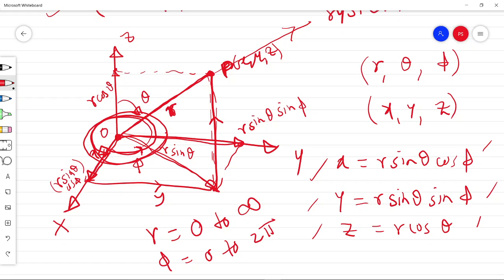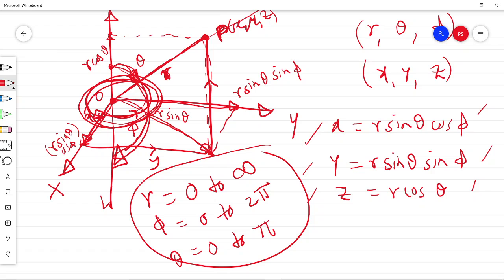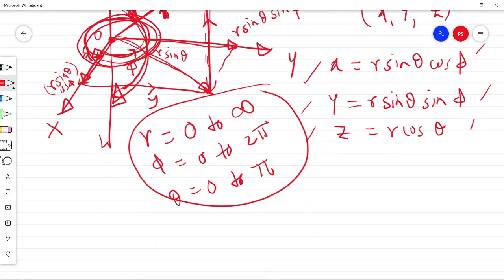Now we have already covered this entire plane. So the value of theta starts from the z axis where the value of theta is 0, and it ends up at the negative z axis, and the angle covered by theta reaching the negative z axis is just pi. So these are the limits on these three coordinates.